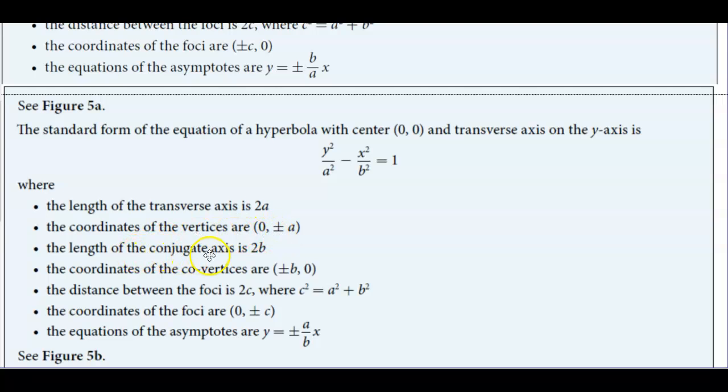The length of the conjugate axis is 2b. The coordinates of the co-vertices are plus or minus b, 0. The distance between the foci is 2c, where c squared is equal to a squared plus b squared. The coordinates of the foci are 0, plus or minus c, and the equations of the asymptotes are y is equal to plus or minus a over b x.